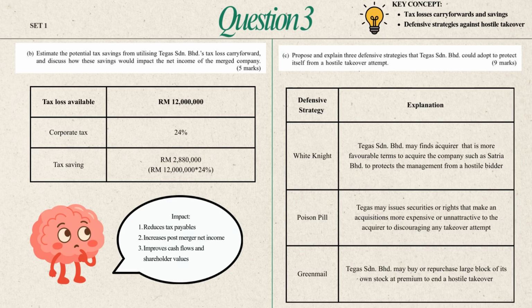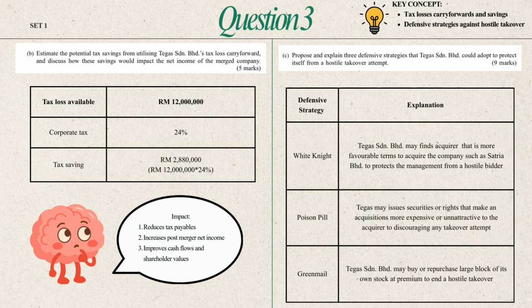Moving to the next question, question 3C asks us to propose and explain three defensive strategies that Tegas Sdn Berhad could adopt to protect itself from a hostile takeover attempt. If it becomes a target for a hostile takeover, it can adopt three defensive strategies. First is the white knight strategy. The company may find an acquirer with more favorable terms, such as Satria Berhad, to protect the management from a hostile bidder.